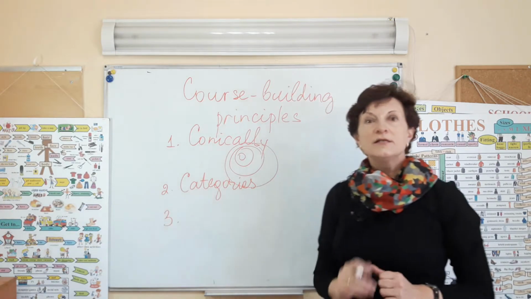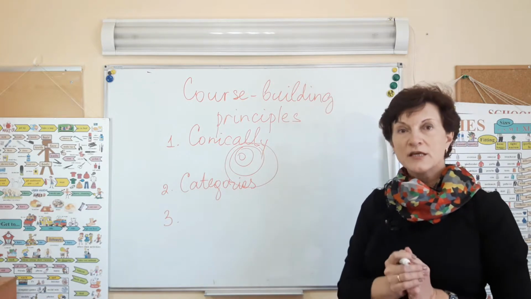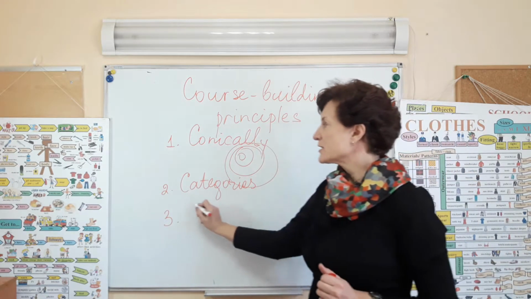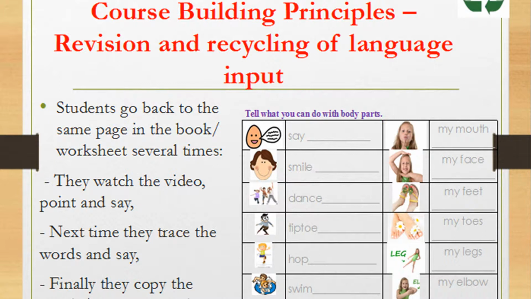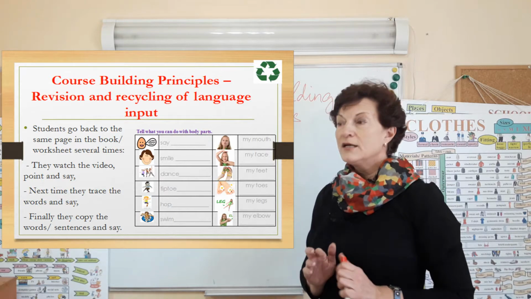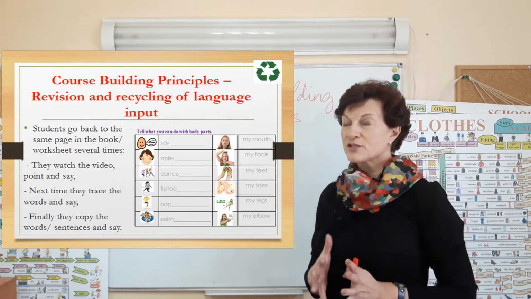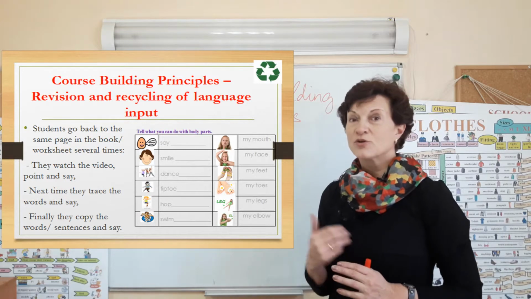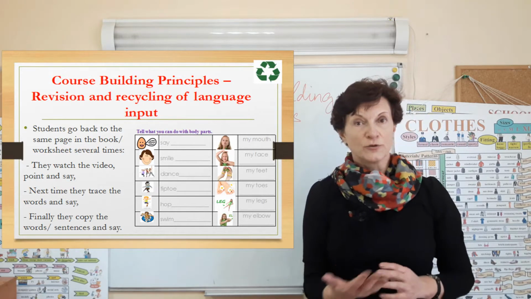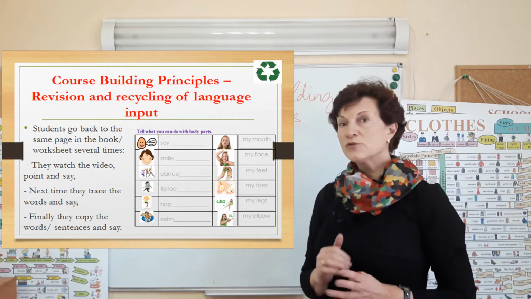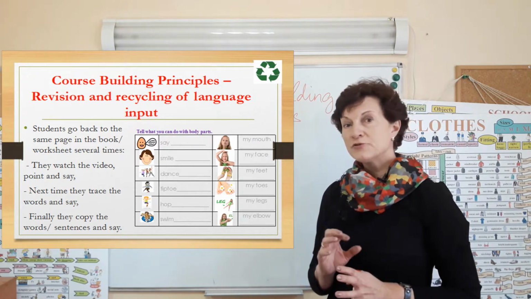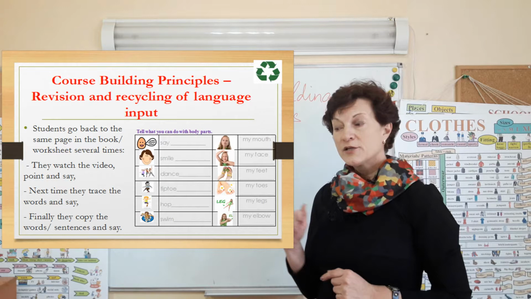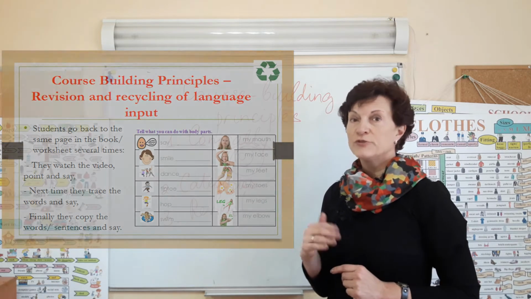And the third important principle of course building is constant revision and recycling. The 6-year-olds have a lot of information to remember, but they can remember it only when they recycle it all the time. So you will see that most of our textbooks are built on the principle of a reference book. The students can also always go back to this or that page and review the material.